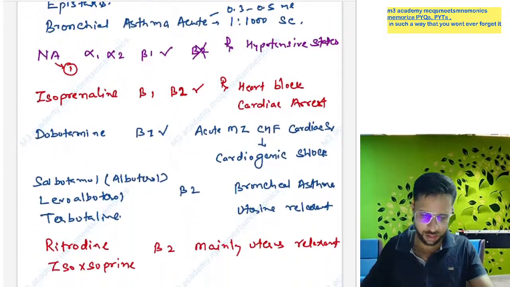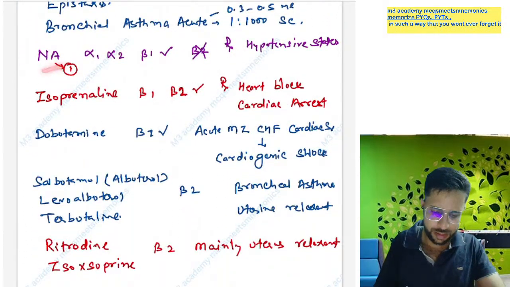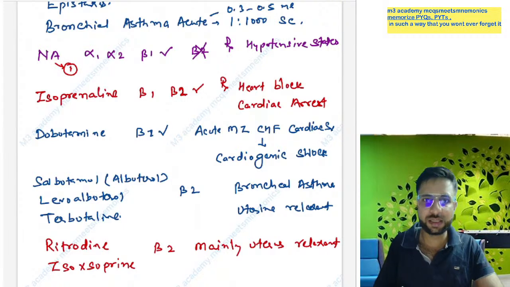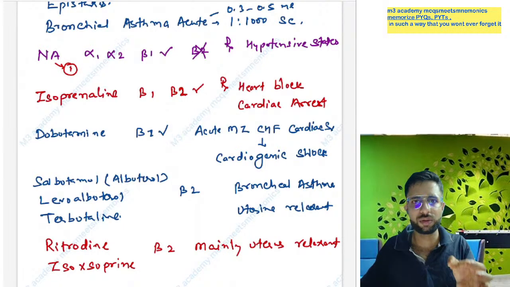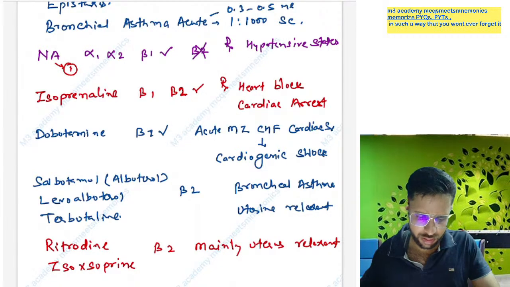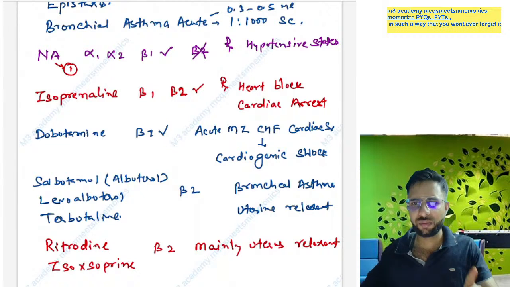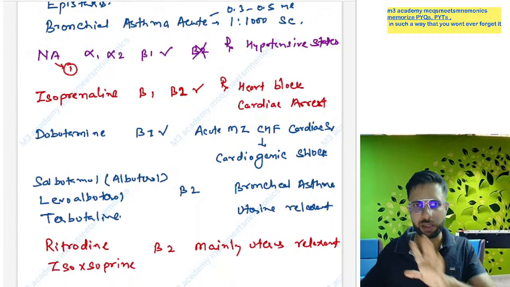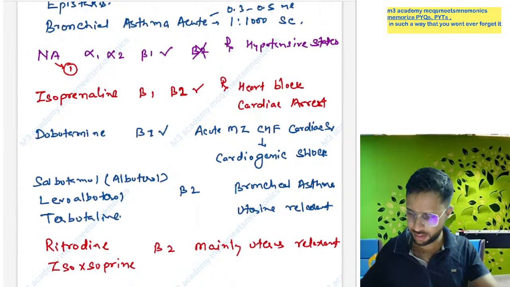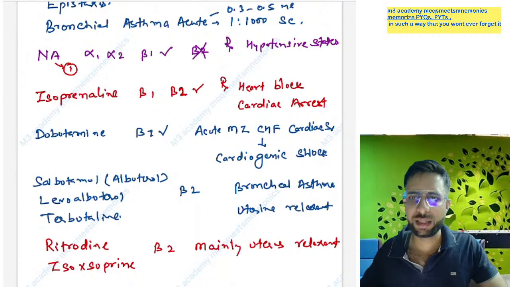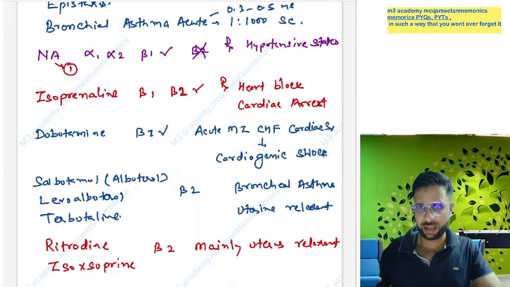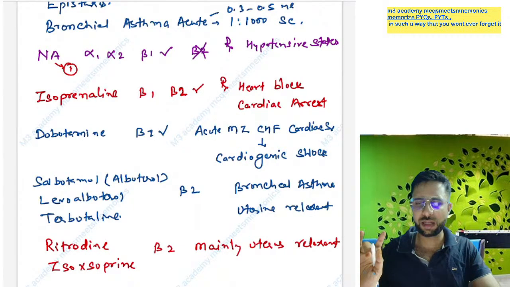Now next is noradrenaline. Noradrenaline, N and A: it works on alpha 1, alpha 2, and in the beta only beta 1, not beta 2. Just remember that. So A means it works on alpha 1 and alpha 2, it works up to beta 1, and does not work on beta 2.